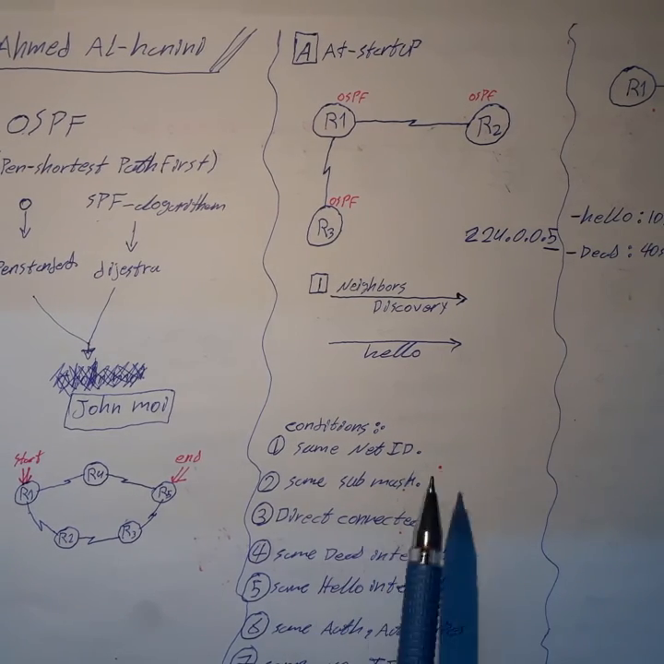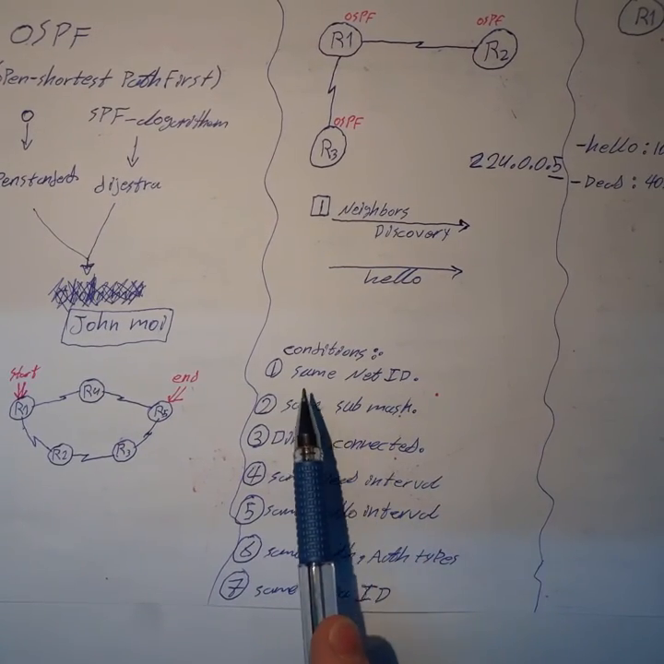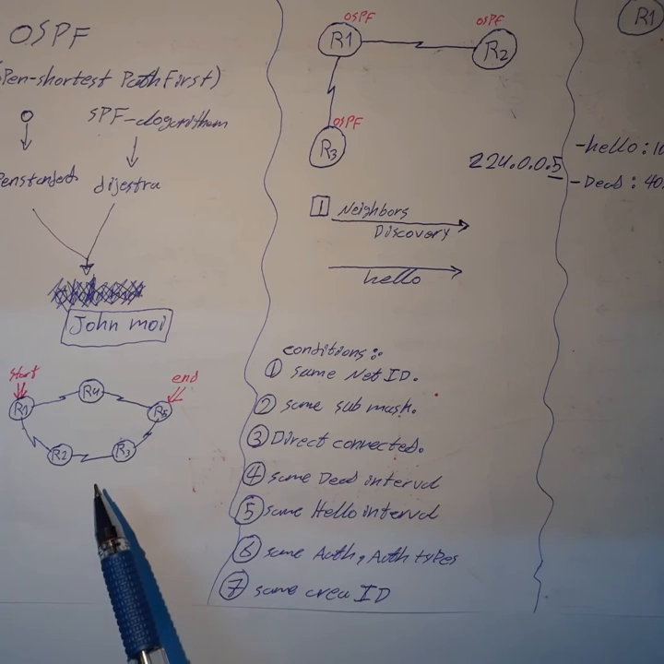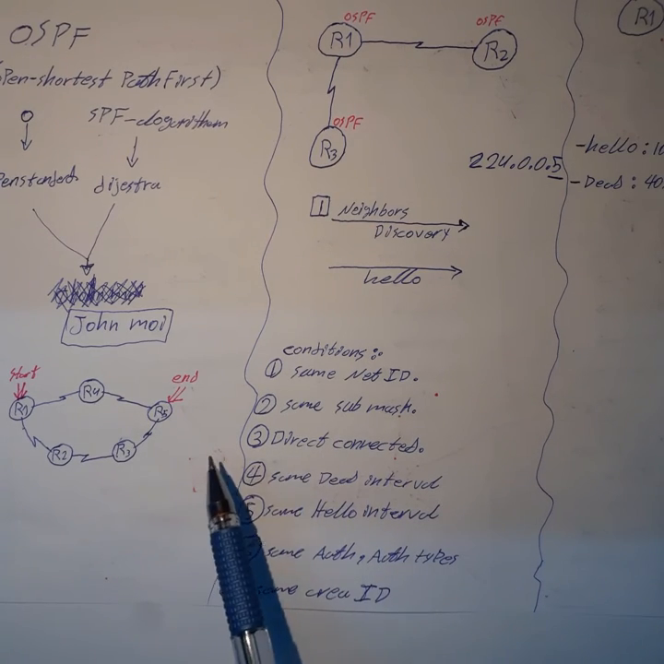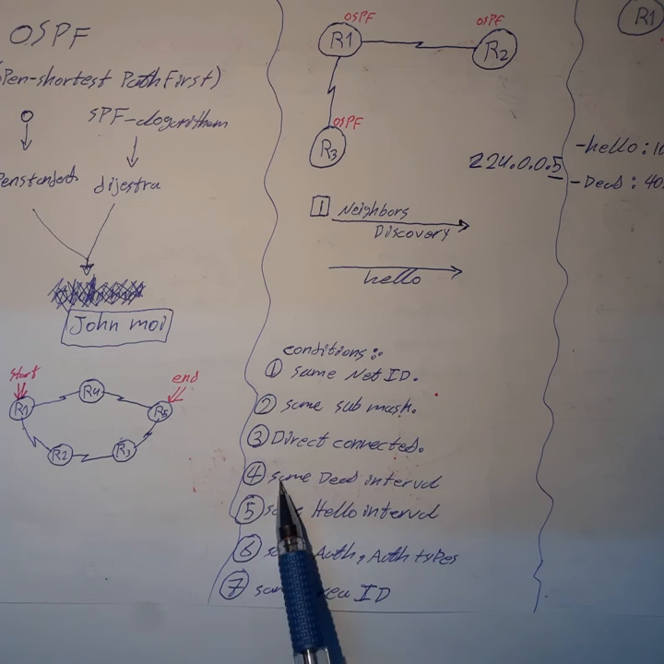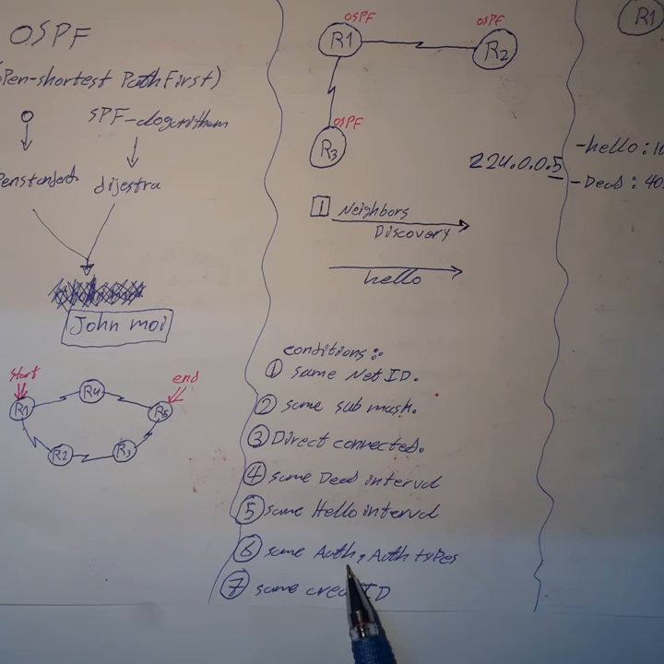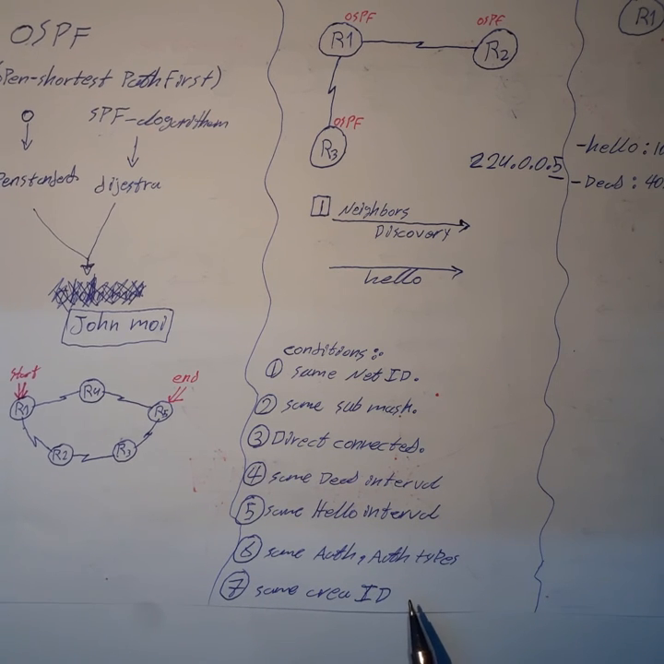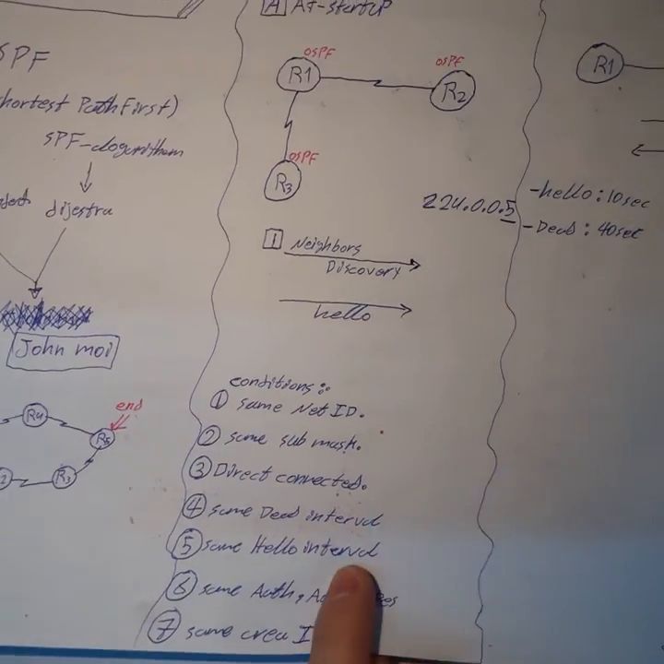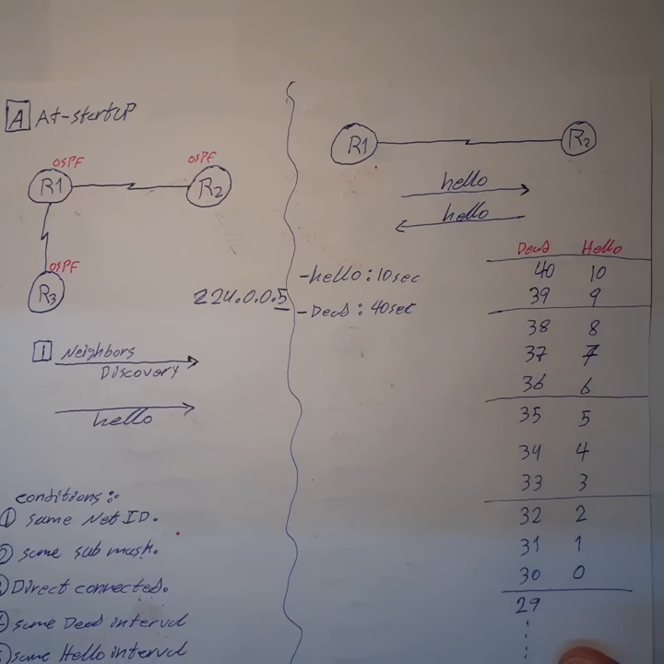So, let's talk about these conditions. First, they must be on the same network ID, the same subnet mask, directly connected to each other, same dead interval, same hello interval, same auth and auth types, and same area ID. Now, what do we mean by same hello and dead interval?